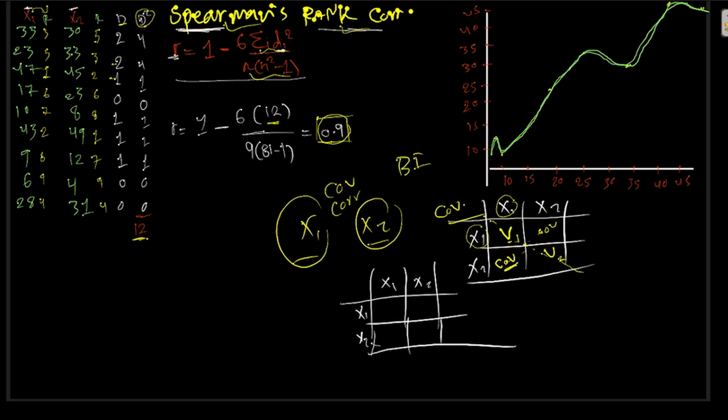The correlation matrix is exactly similar. What happens on the diagonal, the correlation between the same variable is always 1. And here is the correlation value. And of course, again, it is a symmetric kind of matrix.